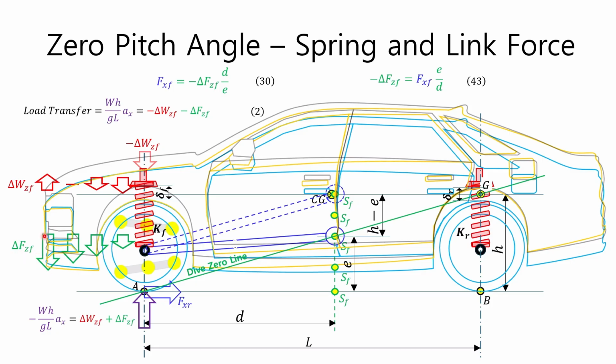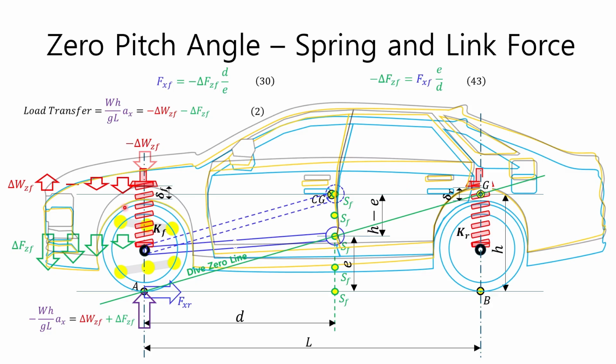If the height, E, of the virtual reaction point, SF, lies on the straight line connecting points A and G, no vertical dynamic load acts on the springs, and all vertical dynamic load transfer occurs through the suspension links. Since no vertical dynamic load acts on the springs, the dive becomes zero. However, since the rear ride height is still higher than the front ride height, the pitch angle is not zero.